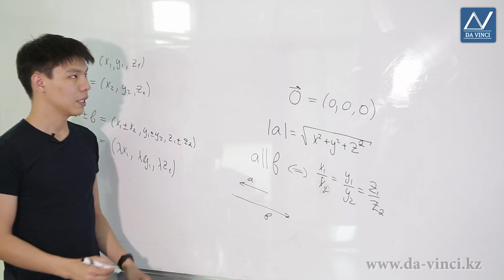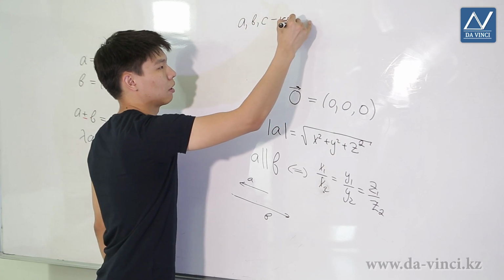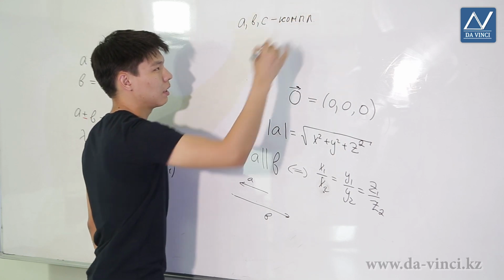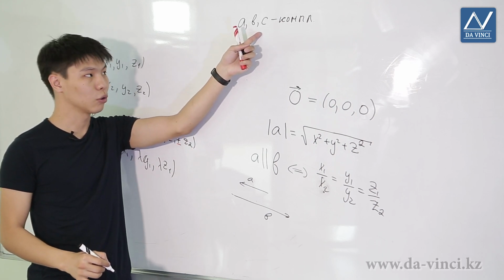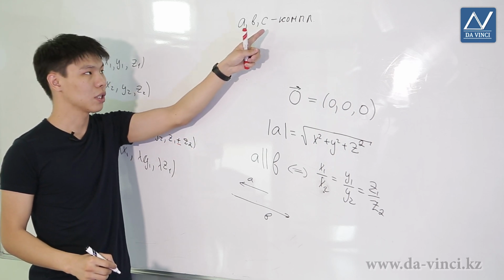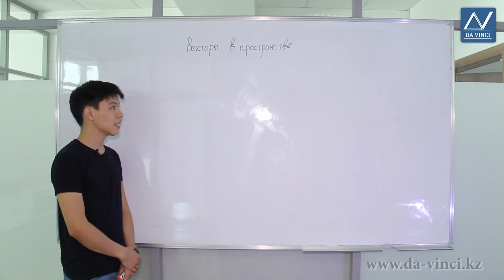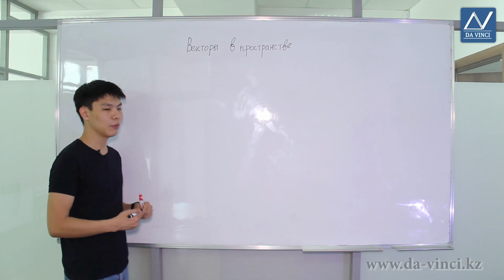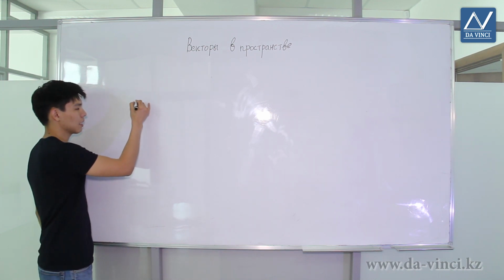By the way, three vectors a, b, and c are called coplanar if they lie in the same plane. Accordingly, if three vectors don't lie in the same plane or are not parallel to the same plane, then such vectors are called non-coplanar. So we have repeated some concepts related to vectors. These concepts have been familiar to us in school. Now let's take a look at some new concepts.